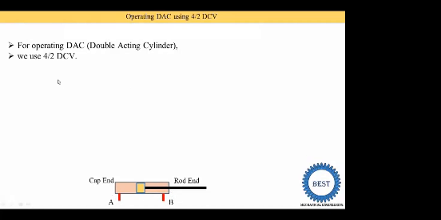Now next we use the 4/2 DCV. Now what is the meaning of 4 and what is the meaning of 2? 4 means there are 4 ports, and 2 means 2 positions are possible in the particular hydraulic system or hydraulic circuit.